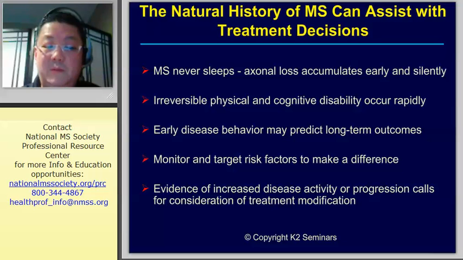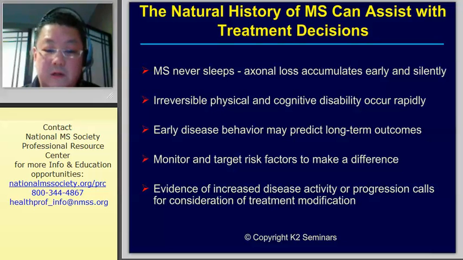Early disease behavior may predict long-term outcomes. So if we can get them to establish a nice exercise regimen, or deal with the pain or deal with the spasticity up front and early, then perhaps the prognosis is a whole lot better.